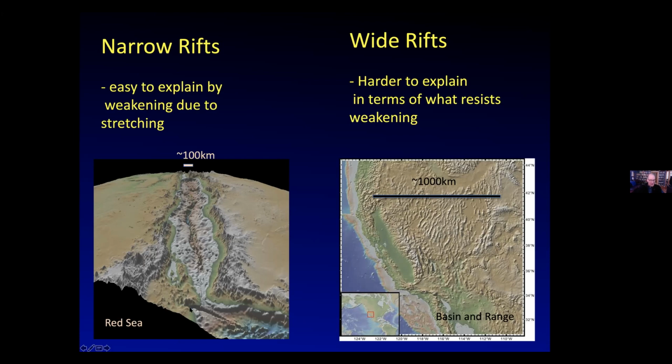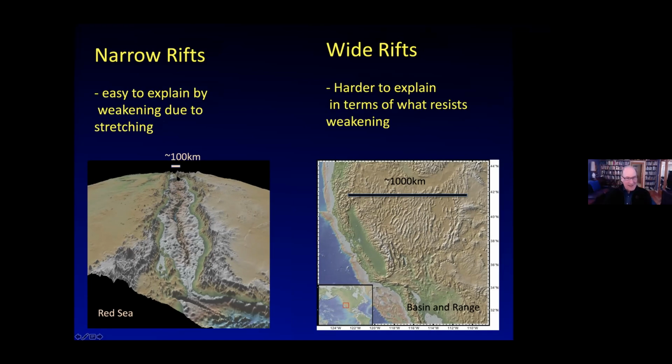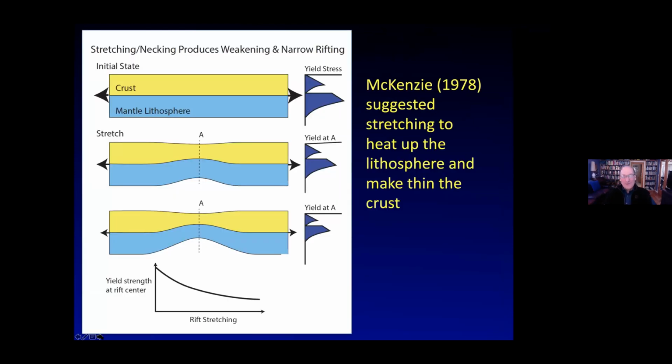Just to tell you what these are, this is just a perspective view of the Red Sea from essentially the Gulf of Aden Triple Junction on up into the very, very narrow Gulf of Suez, 2,000 kilometers away. But the main point is these rifts can be narrower than 100 kilometers, whereas some wide rifts can be 1,000 kilometers wide.